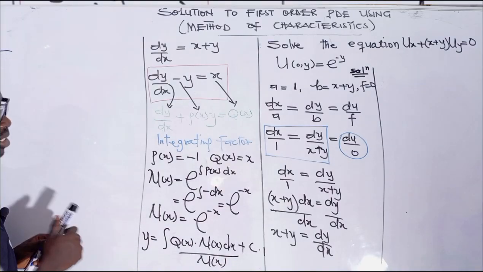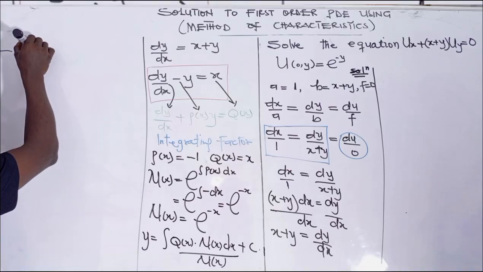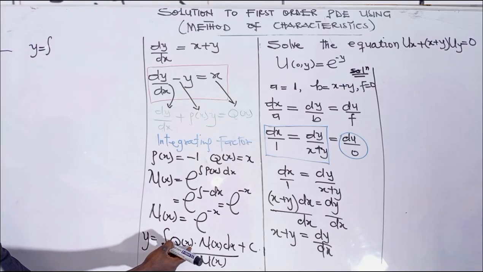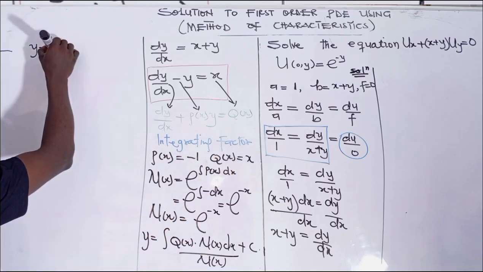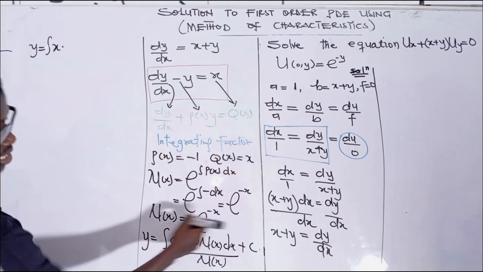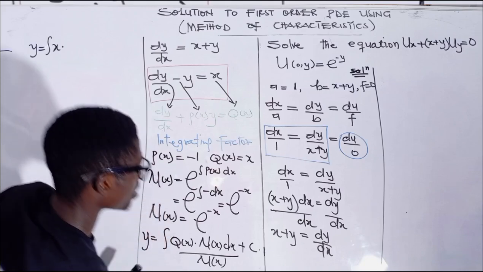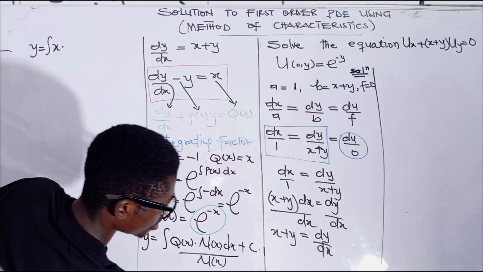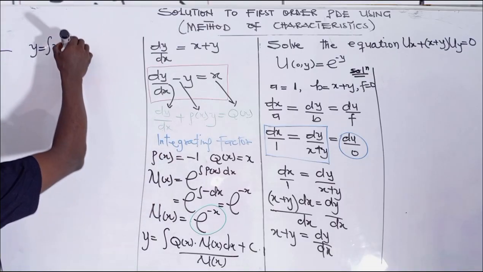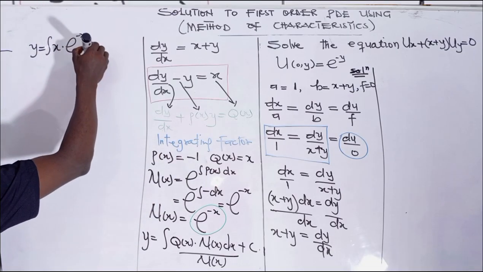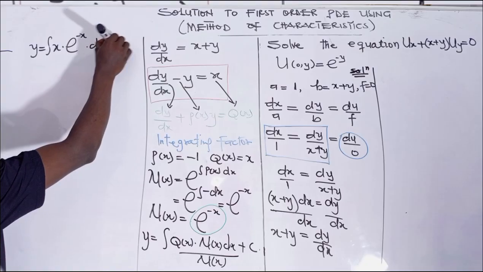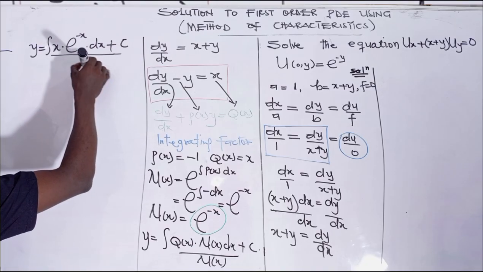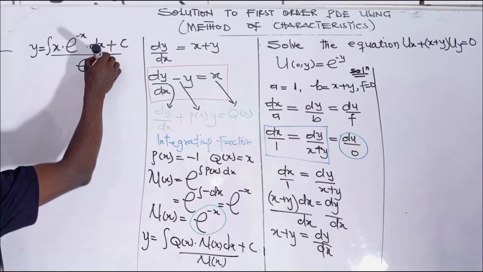So let's continue from here. We have y is equal to the integral of q of x, which is x, multiplying the integrating factor we had, e to the power of negative x, dx, plus the constant c, all over the integrating factor e to the power of negative x.